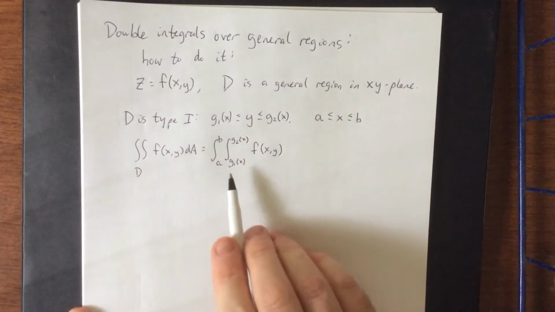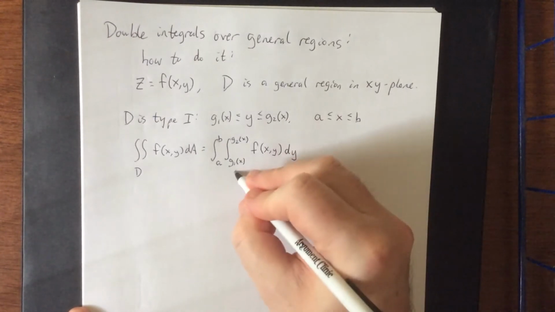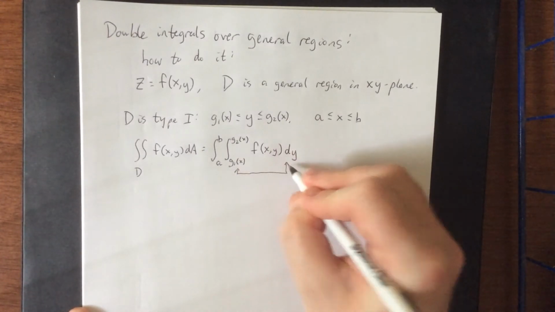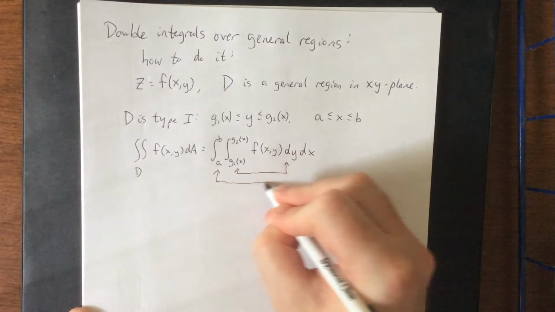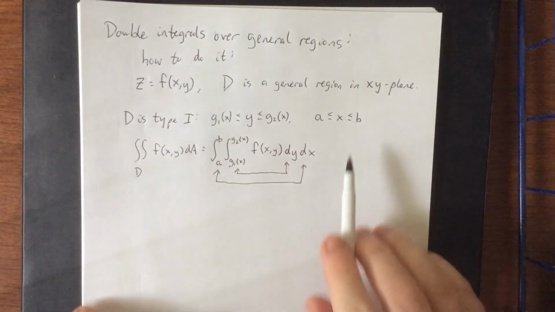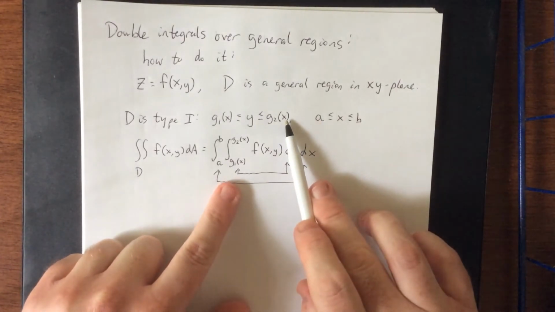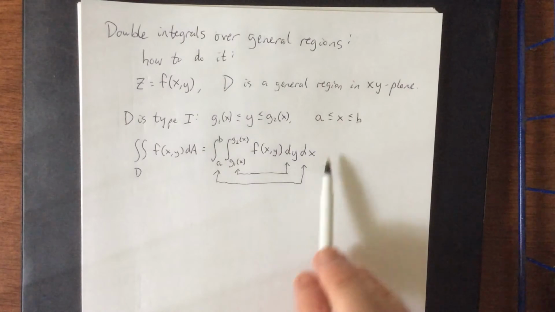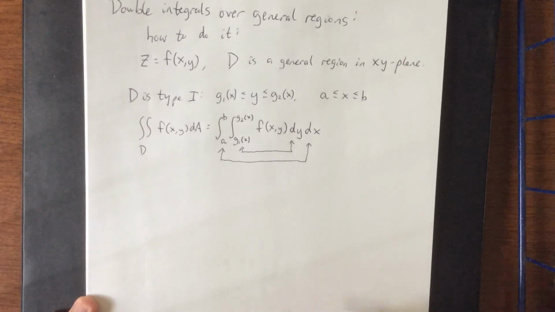Now, to reiterate, the first integral that you're doing is going to be with respect to y. This is associated with this. And the second integral is going to be with respect to x. This is associated with this. So, x goes from a to b, and y goes from function to function. This is how you would set up your iterated integral to actually evaluate and then interpret as a volume.